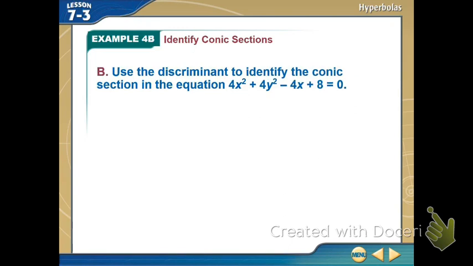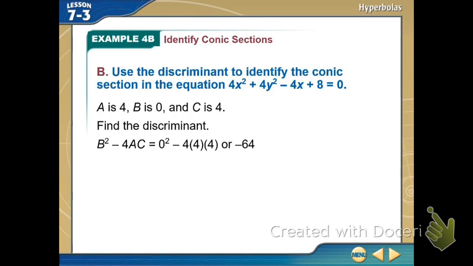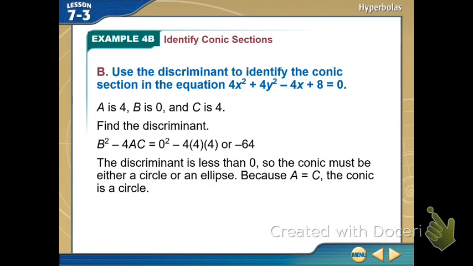All right, let's try it again. This is a, b is 0, because there's no xy term. This is c. This time you notice that a and c are the same, right? So we'll find the discriminant, we get negative 64. So this is the one where we wonder, is this a circle or is this an ellipse? But remember, if this was an ellipse, these two numbers should be different. But since they're the same, we find that this is a circle.